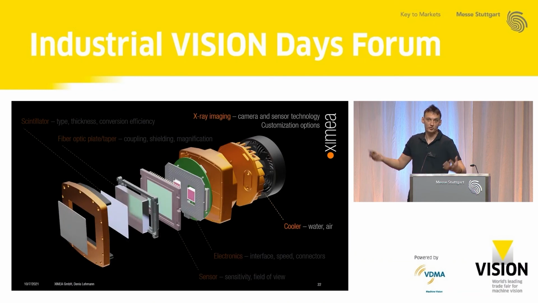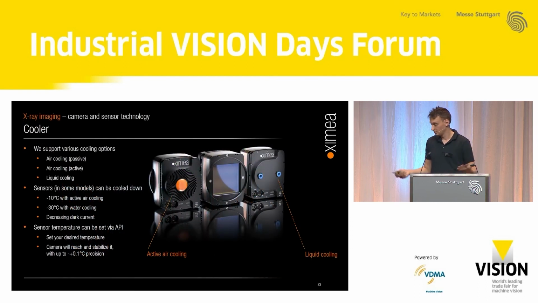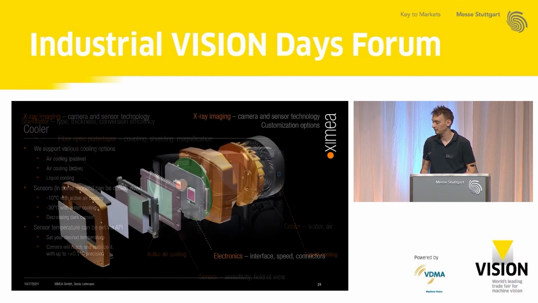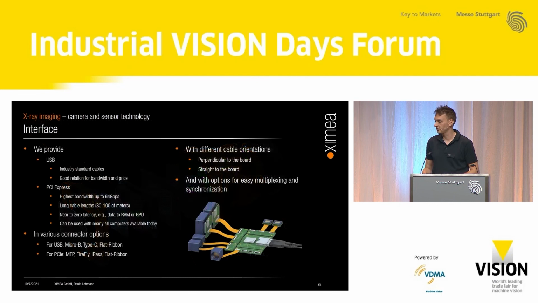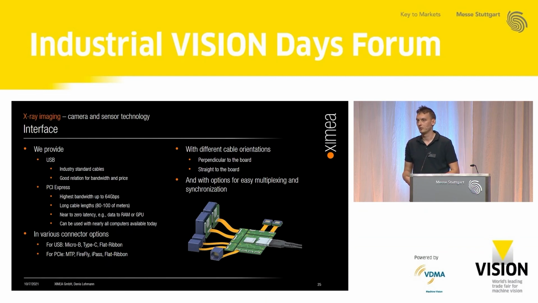My time's almost up, so I'm rushing a little bit here. We also do cooling. So you can cool your camera down to minus 30 degrees, and you can even set this in the API and let the camera control it by itself. The electronics determines your interface, your speed, and your connectors. We provide USB, PCI Express in various connection options, different cabling options. And if you want, we can also provide you multiplexing in form of switches or easy synchronization.